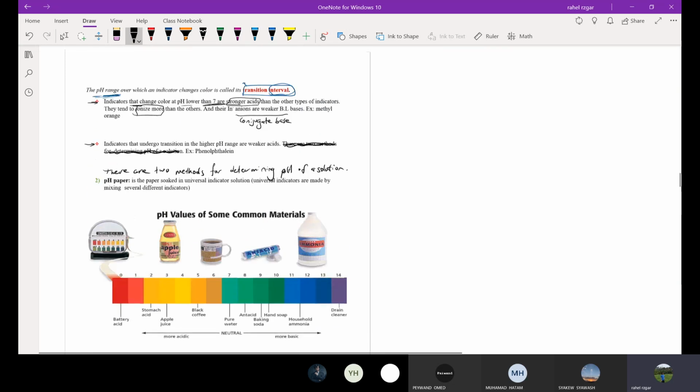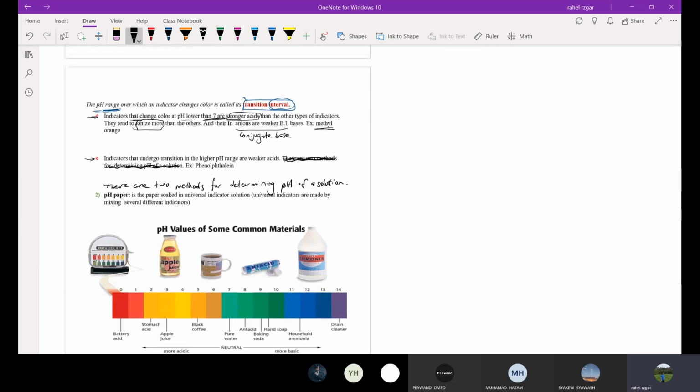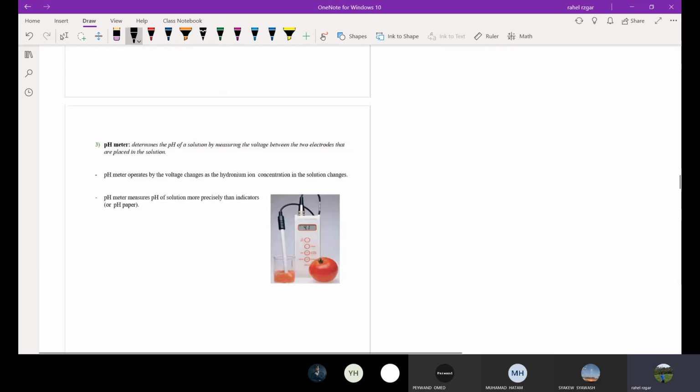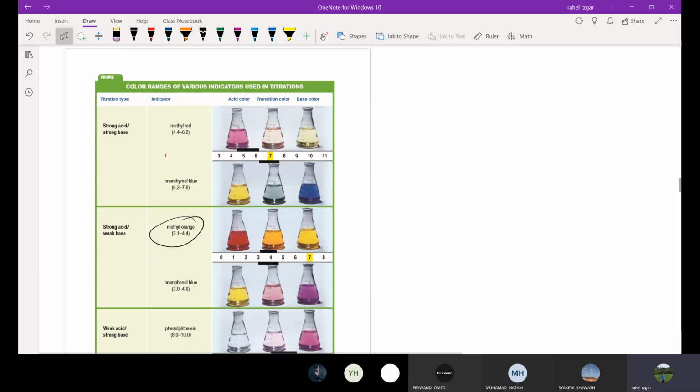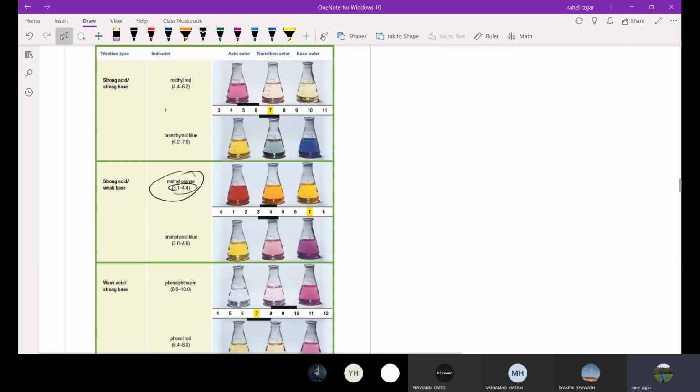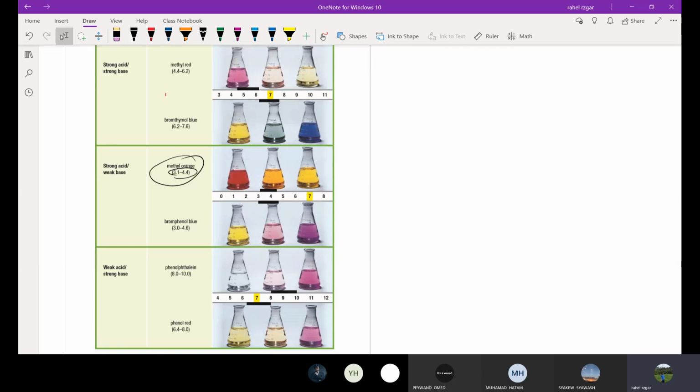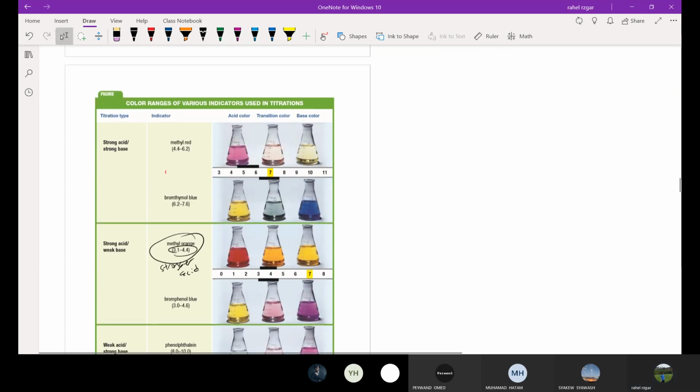Look at the note. What does it say? Example, methyl orange. Methyl orange has the lowest pH range of all of them. That's why methyl orange is a stronger acid than the other ones.